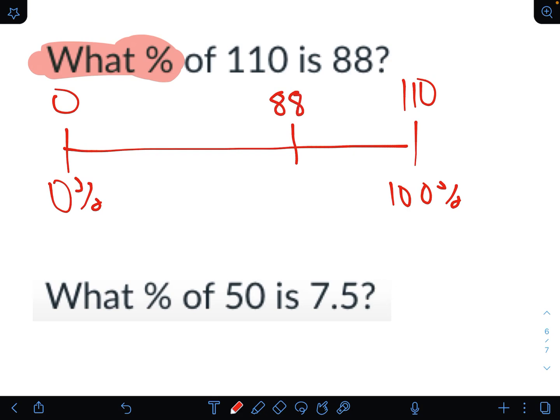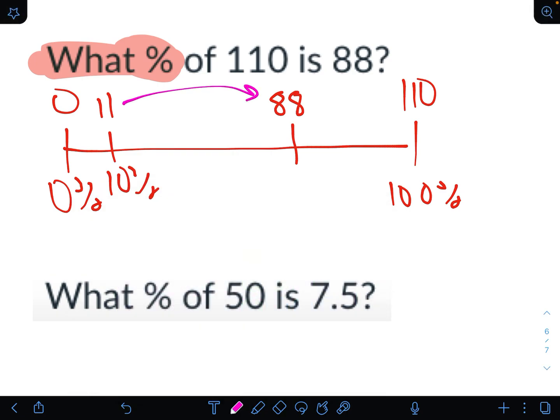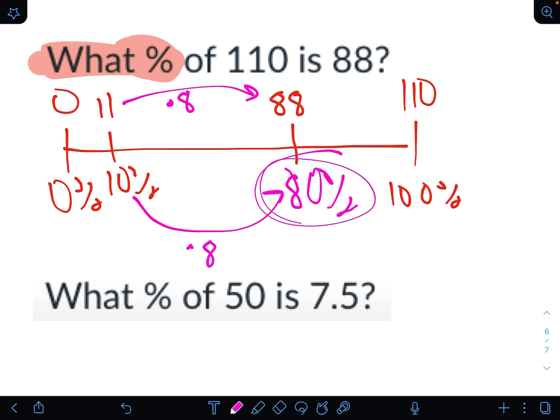Well, what I would probably do is start with 10% and say, hey, look, 10% is 11. Oh, I can turn 11 into 88 by multiplying it by 8. So 10 times 8 is 80%. Okay, so what's cool about this is that you don't exactly know the path that you're going to take. You have to keep on trying, and maybe you'll get somewhere good.